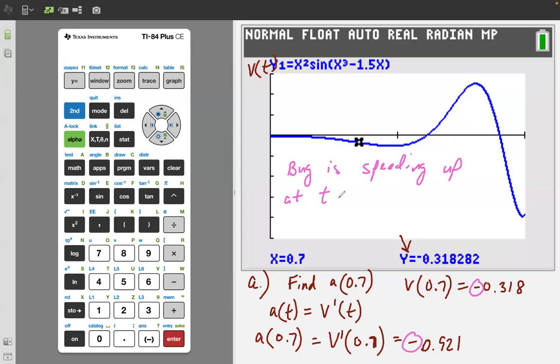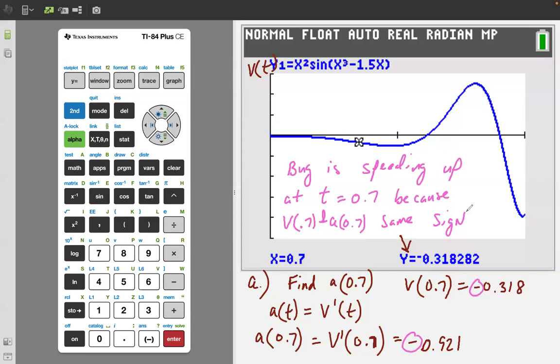at t equals 0.7 because the velocity at 0.7 and the acceleration at 0.7 have the same sign. Okay, that's your justification. They're both negative or they have the same sign. V and A having the same sign is evidence that the particle or the bug is speeding up. So it's like it's going to the left and being pulled to the left. So all the forces are going left, which is speeding up.